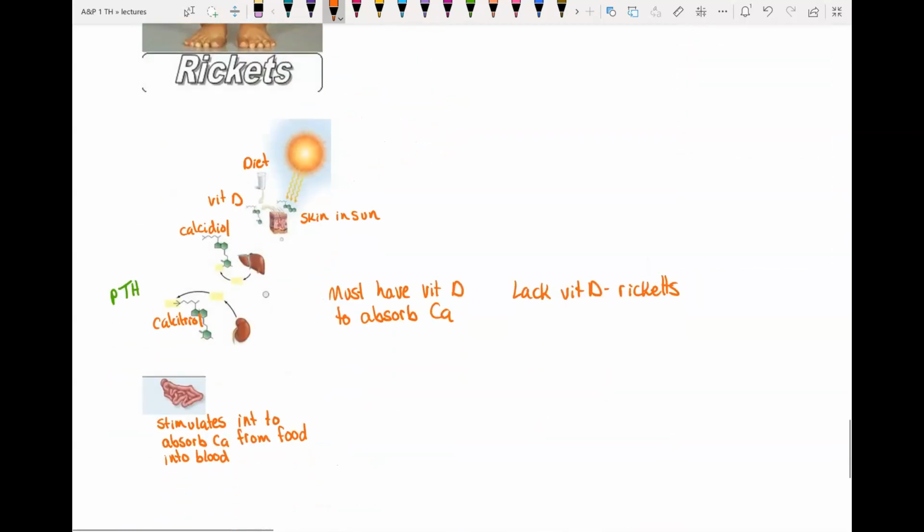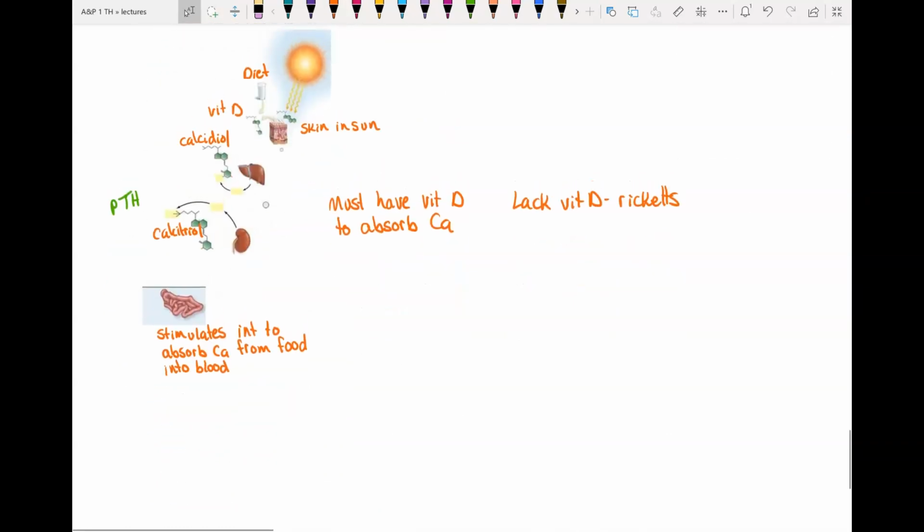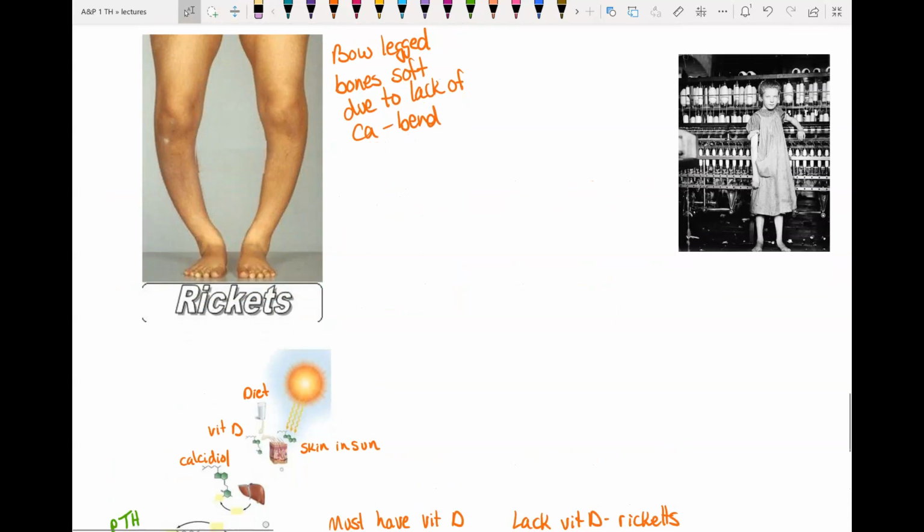So the steps, now it doesn't necessarily mean you aren't eating enough calcium. The steps in getting rickets is you lack vitamin D. So if you lack vitamin D, then there's no calcitriol. And if there's no calcitriol, then your intestine can't absorb calcium. And if your intestine can't absorb calcium, then you don't have the calcium to put into your bones.